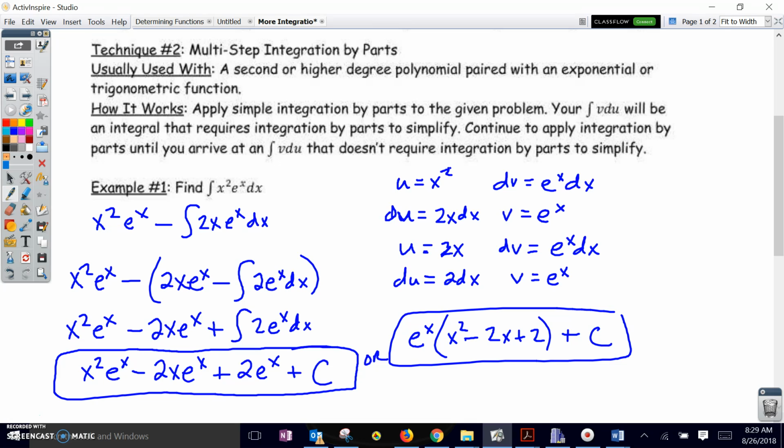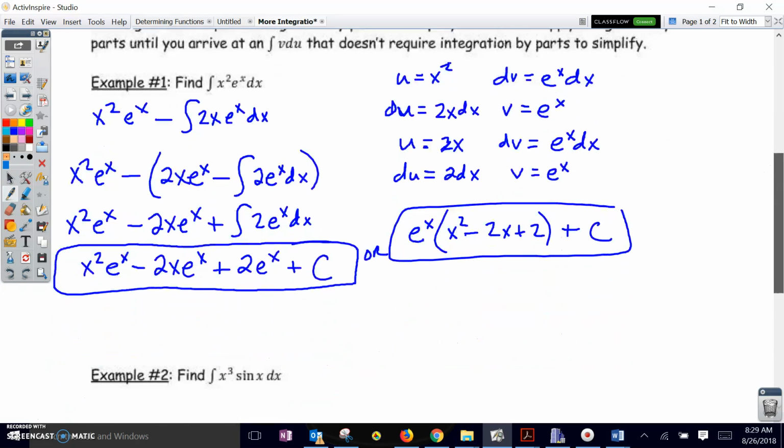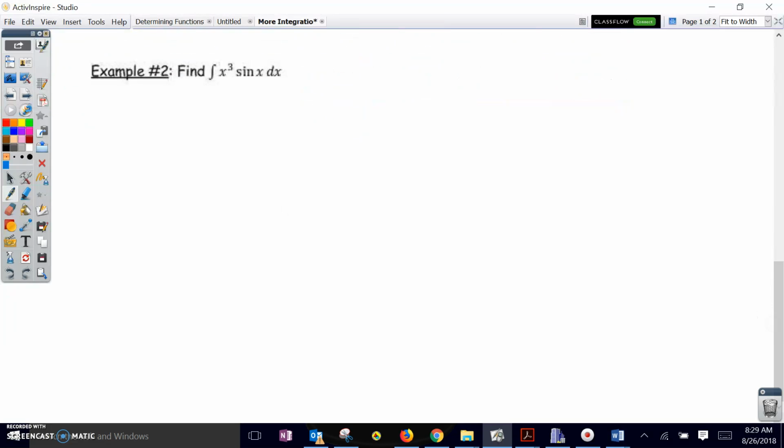Alright, so basically when we do multi-step integration by parts, all we're doing is applying it once, and then once we're done applying it once, applying it again. Alright, let's look at example 2. I'm going to find the integral of x to the third sine of x. We have a polynomial and a trigonometric, so the polynomial is higher in our LIPAT hierarchy. So we're going to do u equals x cubed, and dv equals sine of x dx.